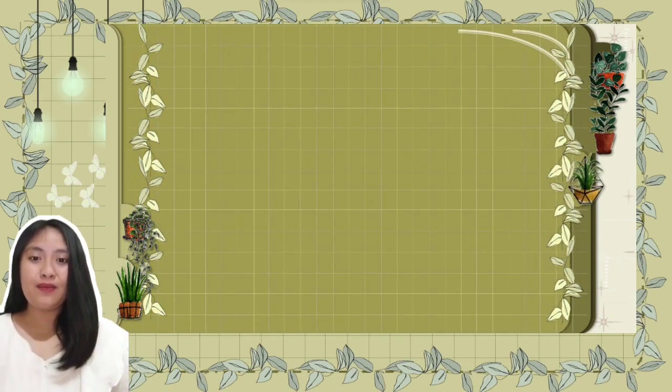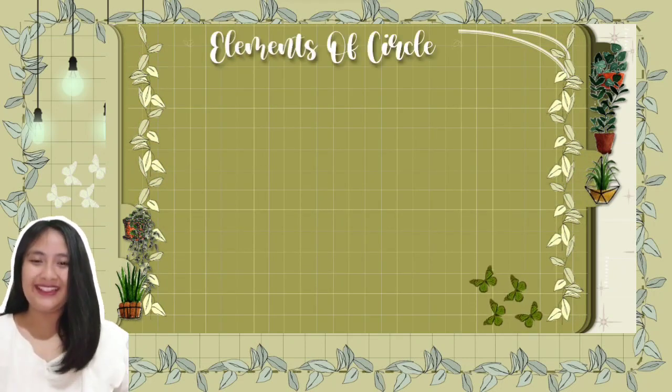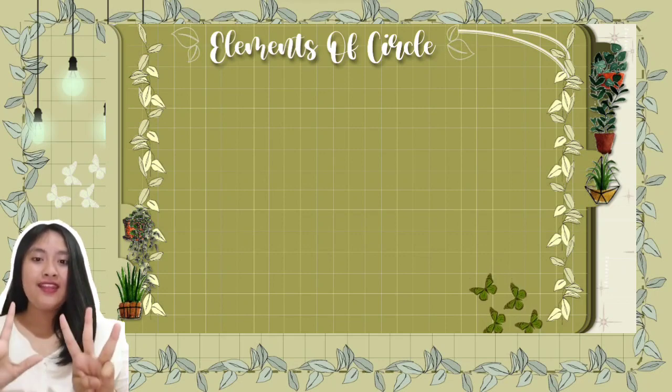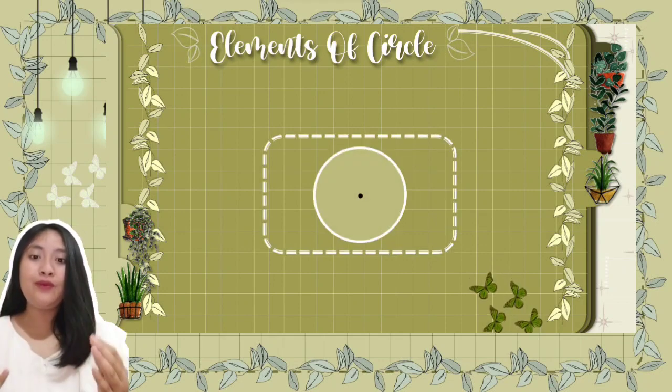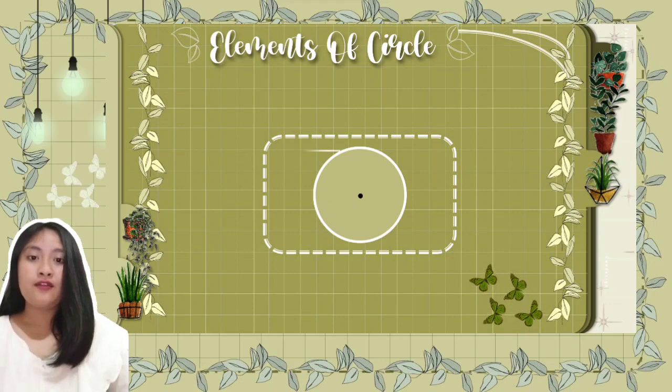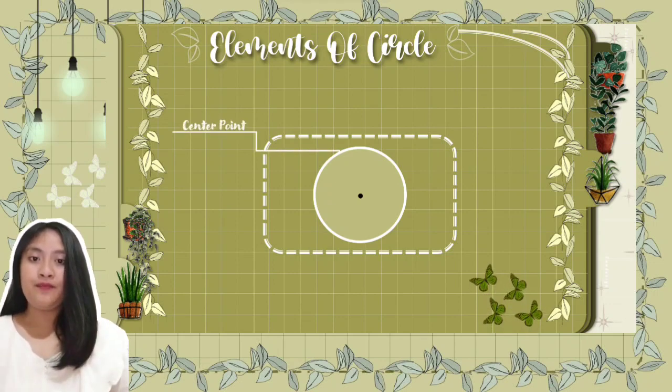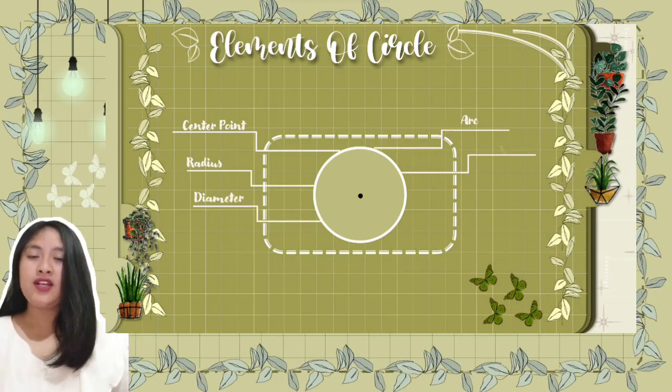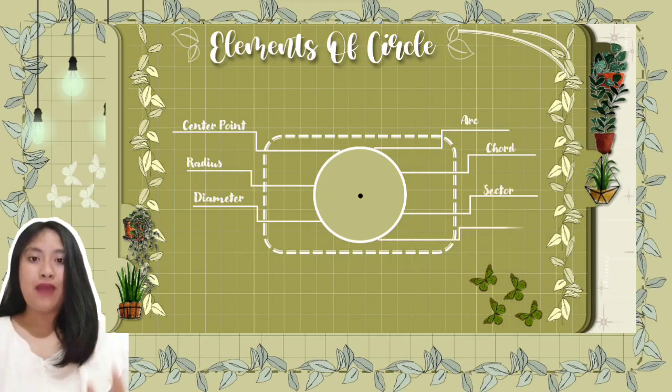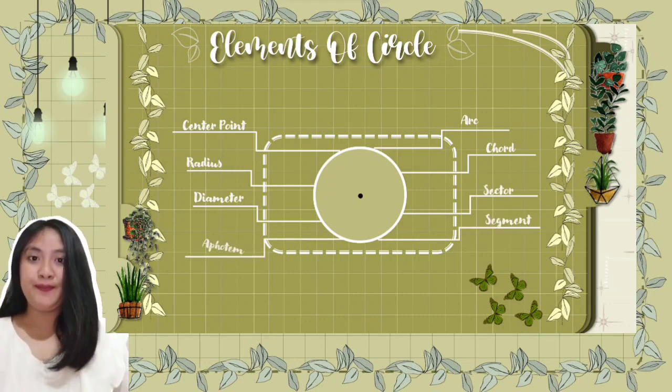Next, let's talk about the elements of the circle. There are 8 circle elements that we will discuss. First, center point, next, radius, diameter, arc, chord, sector, segment, and apothem.